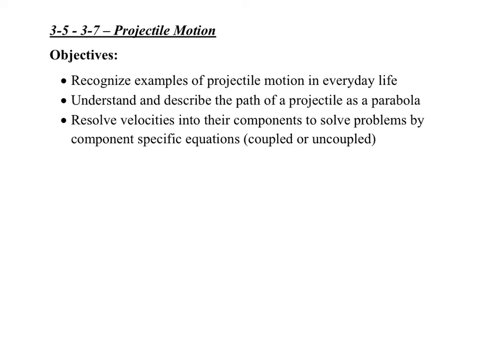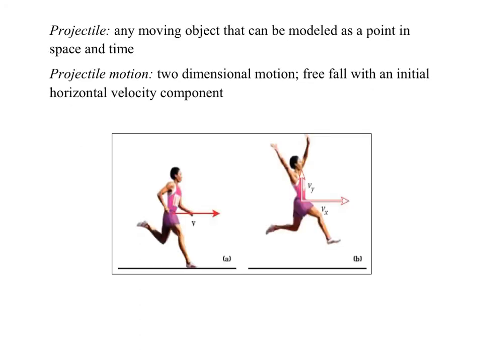So we're going to start by looking at projectile motion. And the idea behind projectile motion is this: any object that's under the influence of gravity while traveling horizontally is considered a projectile. That's probably on the next slide, so let's take a look at that slide. Yeah, a projectile itself is any moving object.